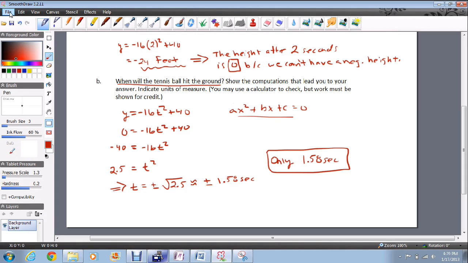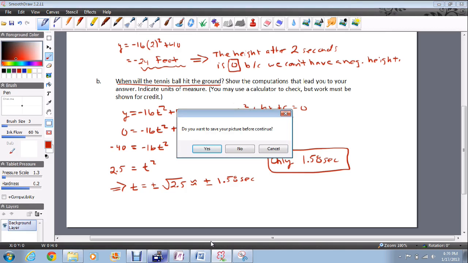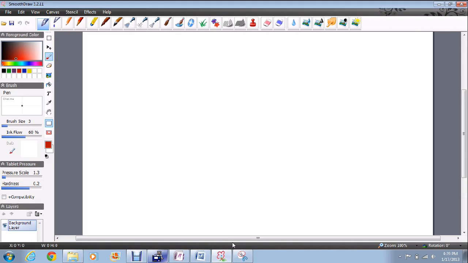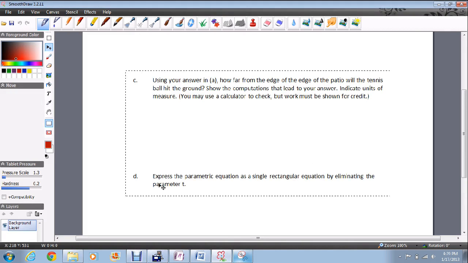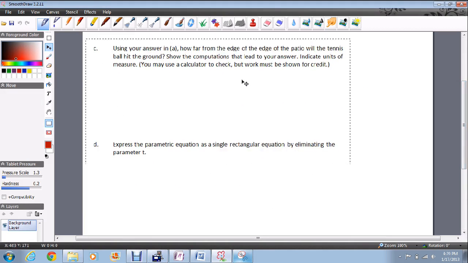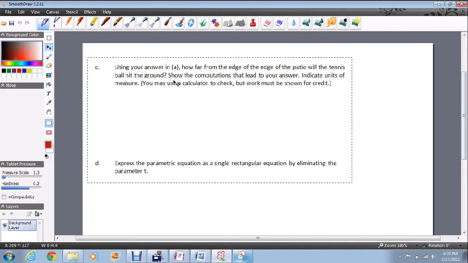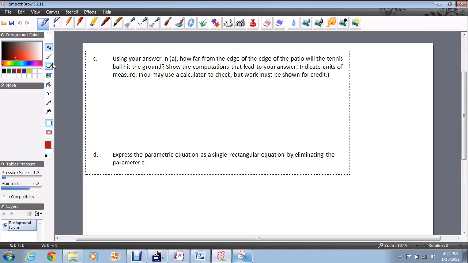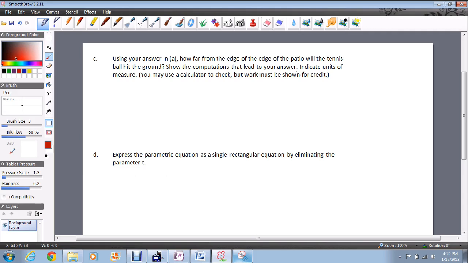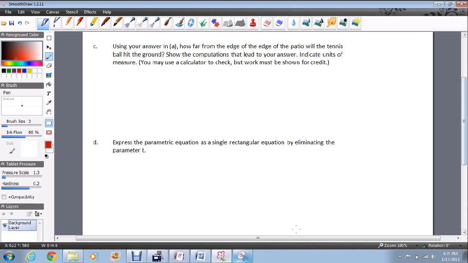Now, part C, we want to use our answer in part A to figure some things out. So let me bring that up. It says using your answer in part A, how far from the edge of the patio will the tennis ball hit the ground? Show your computations, and we can go back and use our calculator to check. At the very end of this problem, I will go back and plug it into the calculator and remind us how to do that. But again, on our exam, we need to show our work. So that's what I'm focusing on here, how to do the work by hand.